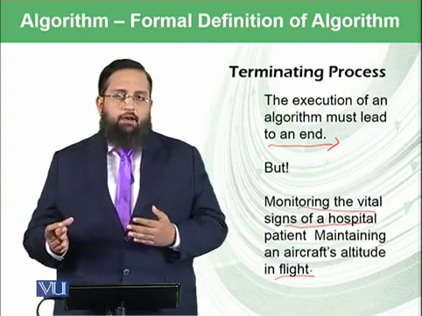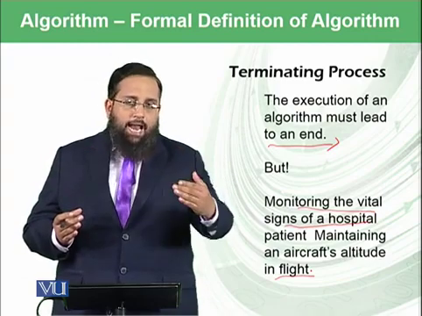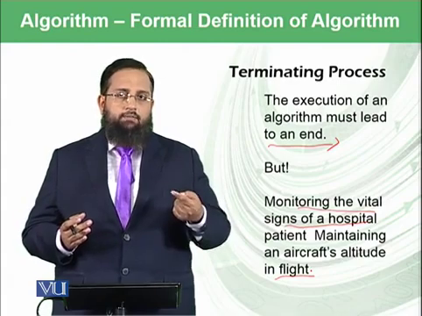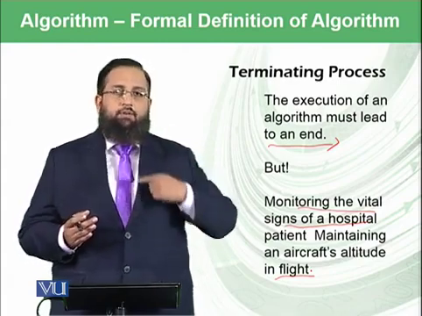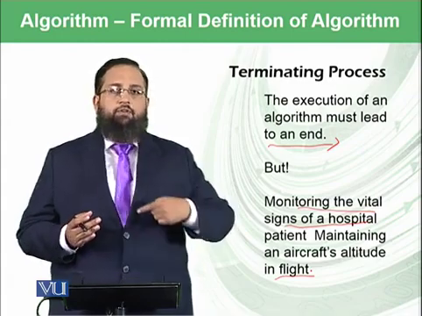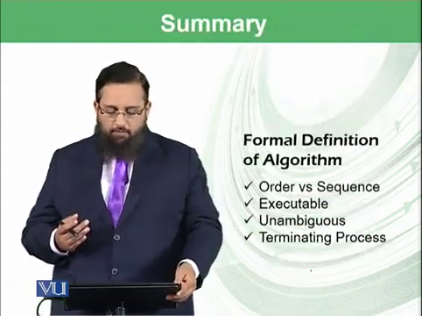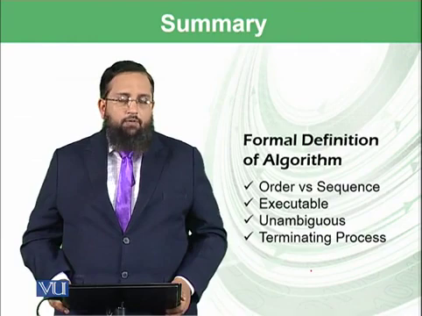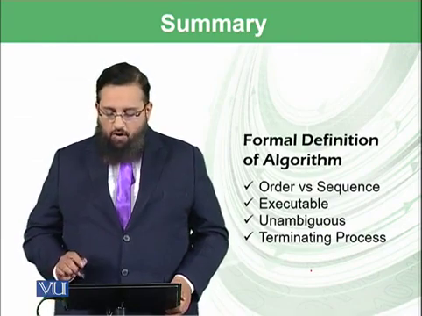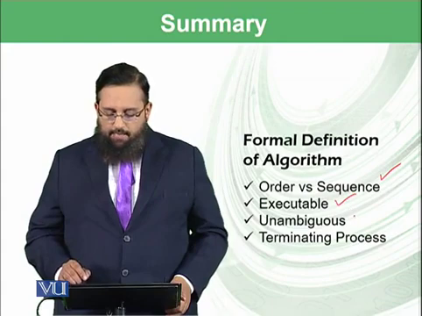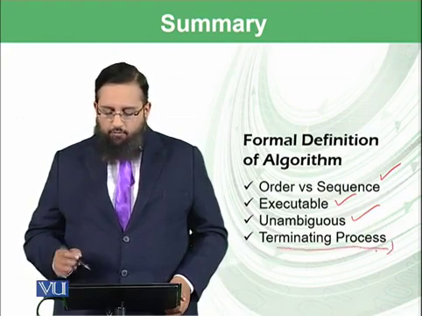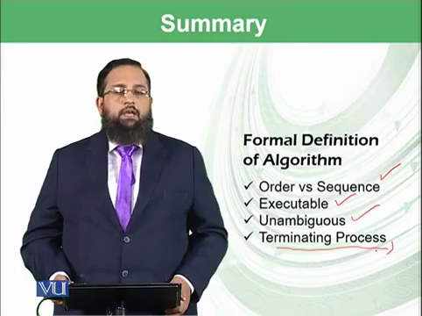But some scientists argue that they reach their end and then they start again. So it is not an unending algorithm. It has reached its end and then it is going to start, reach its end and then it is going to start, and so on. So it has a terminating process. If we summarize today's module, we have formally defined the concept of algorithm and we have learned about 4 characteristics: order versus sequence, executability, unambiguous terms in an algorithm, and we have also learned that there should be a terminating condition or process for an algorithm.